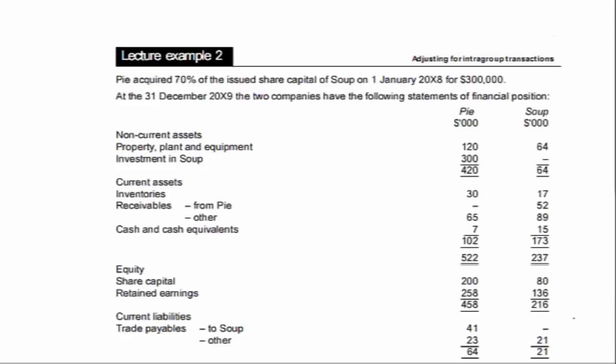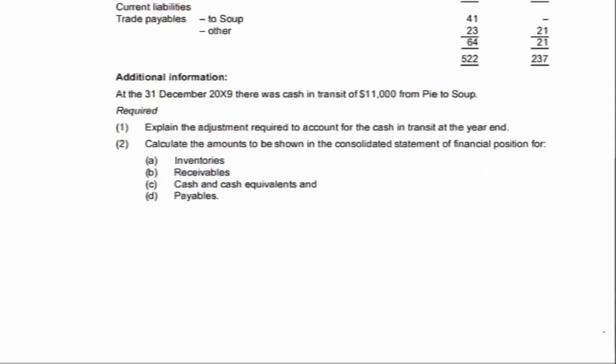We're going to look with some numbers then at these intragroup transactions, and you could be asked to deal with any element of getting rid or eliminating these intercompany balances. So if we have a look at the requirement first of all, we've got to explain the adjustment to account for the cash in transit at the year end, and then show just some extracts from the consolidated statement of financial position. So we're just going to show inventories, receivables, cash, and the payables balance.